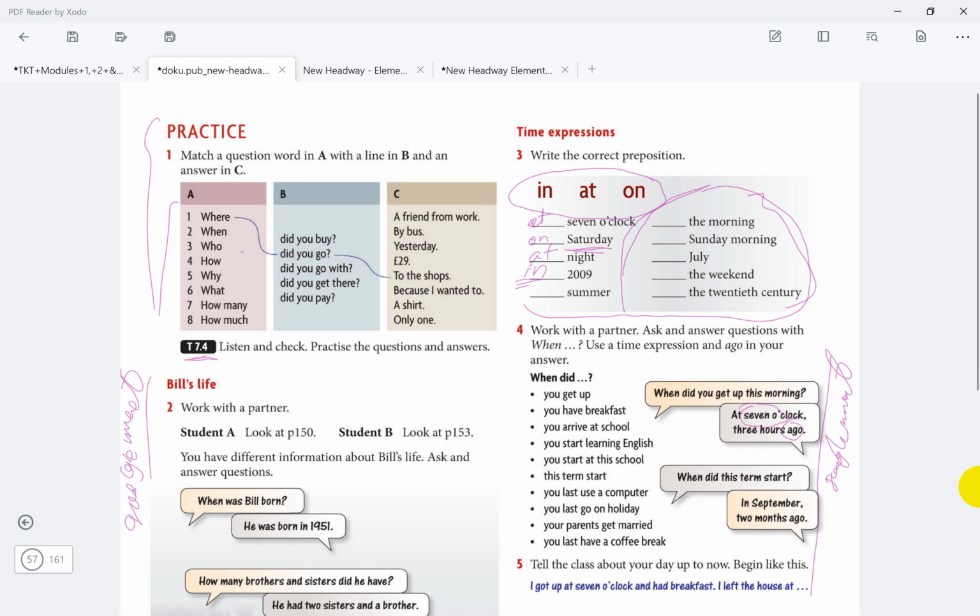past. When do you start learning English? So please prepare this for discussion. And then, when did you last go on holiday? When did your parents get married? So because we need to be with when did in the past.